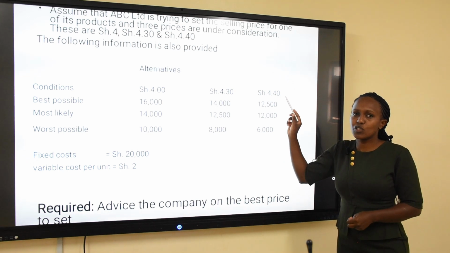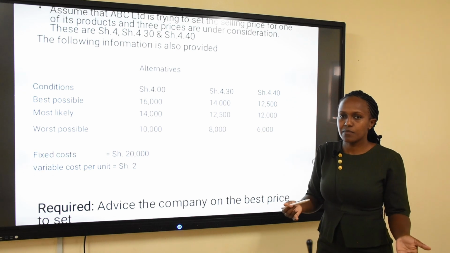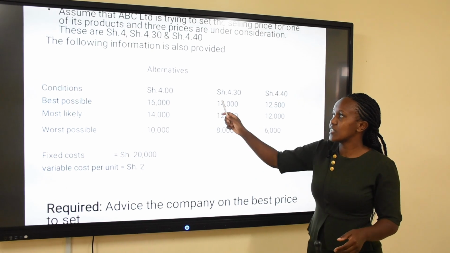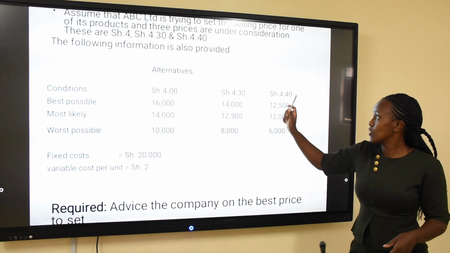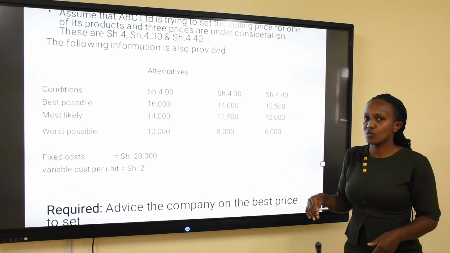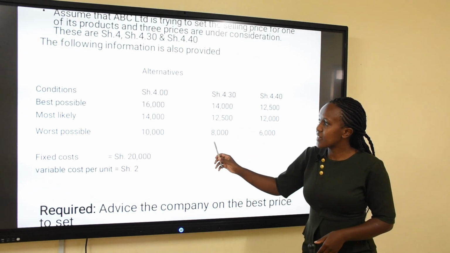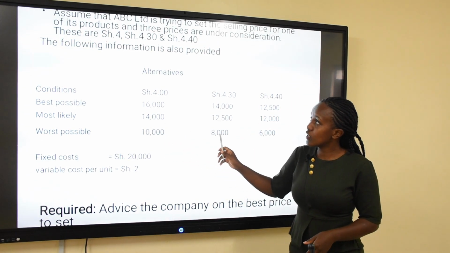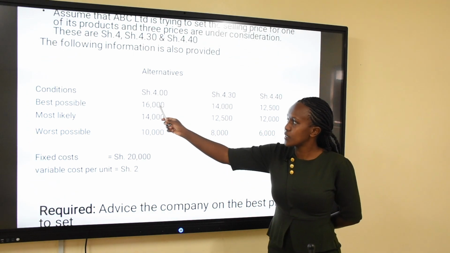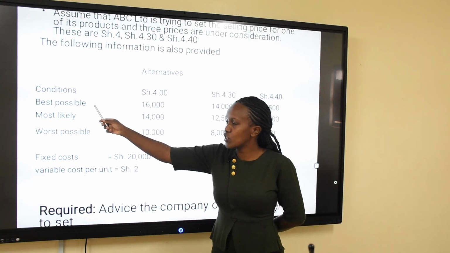Now, going back to our decision-making process, we have already identified the objective. The objective is to set a price. Number 2, we already have alternatives. We want to set the price either at shillings 4, shillings 4.3, or shillings 4.4. The third step is to gather data about the alternatives. We have already gathered data on the alternatives. When you talk about data, this is the number of units that can be sold under each alternative. So what we have here, 16,000, is the number of units that can be sold at the best possible condition.